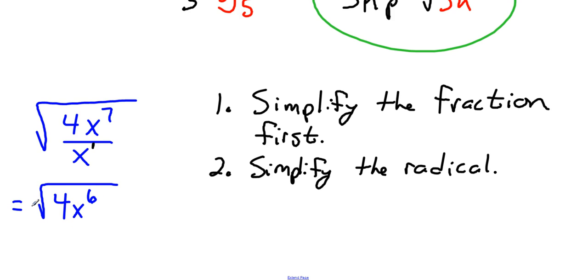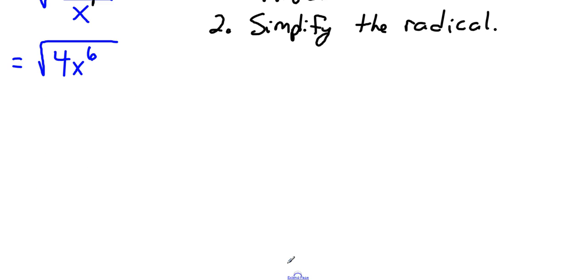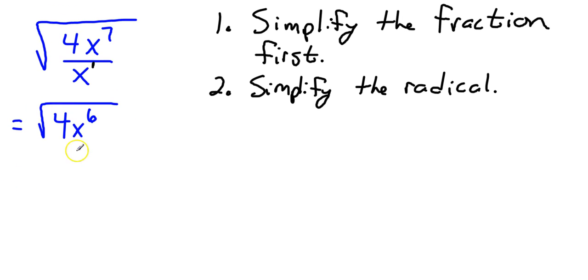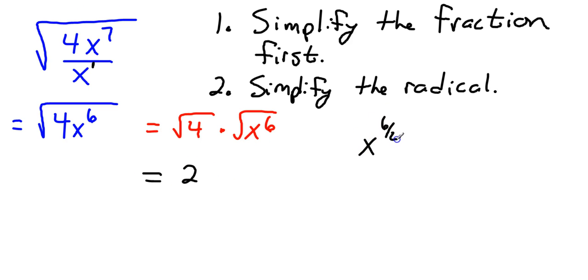And then once you've done everything on the inside that you can possibly do, now you go ahead and bring in the square root part of it. We have the square root of 4, which would be 2. And then you have the square root of x to the 6th. So that's x to the, when we do x to the 6th, that's 6 divided by 2. In that case, that's an even number, so that comes out to be x to the 3rd.